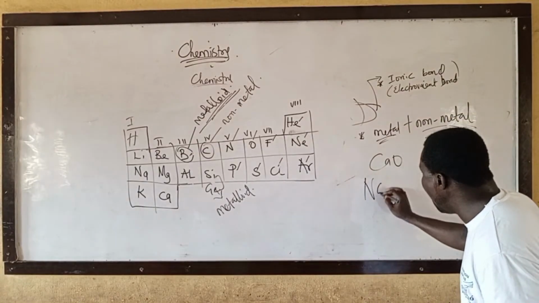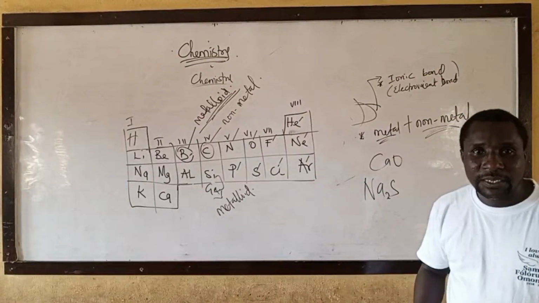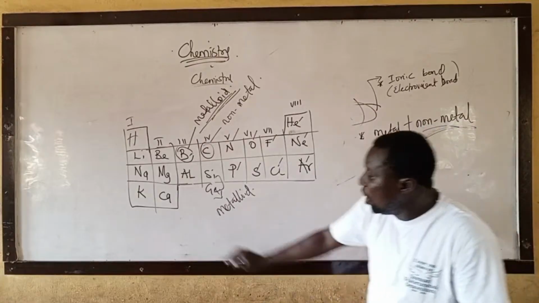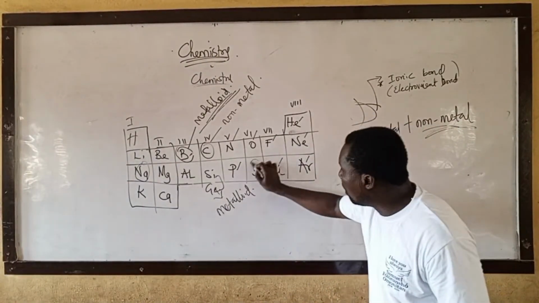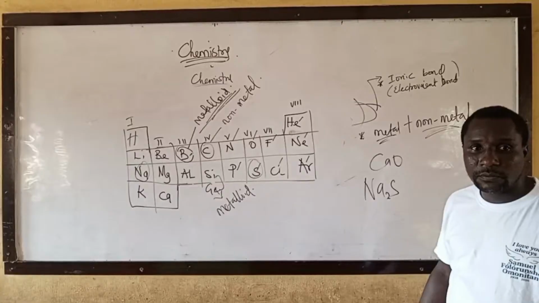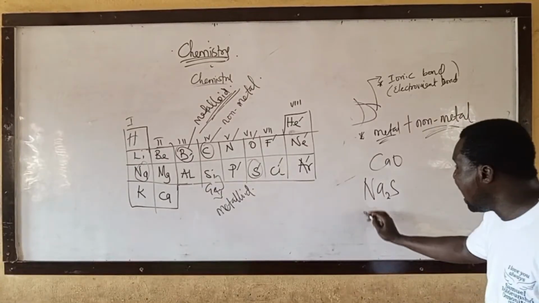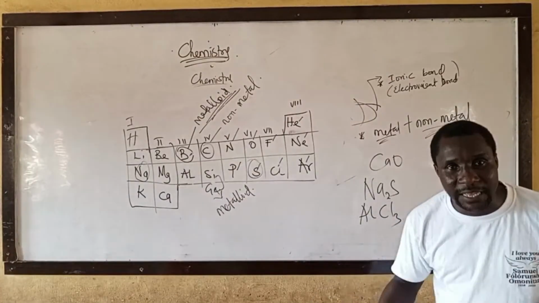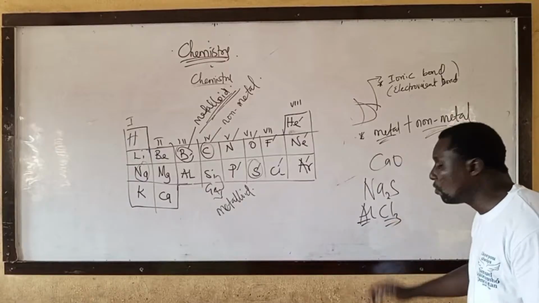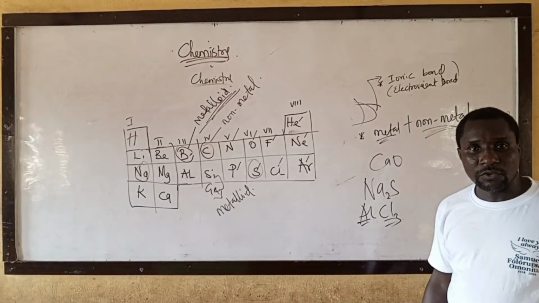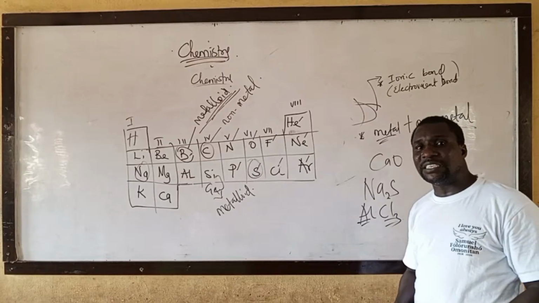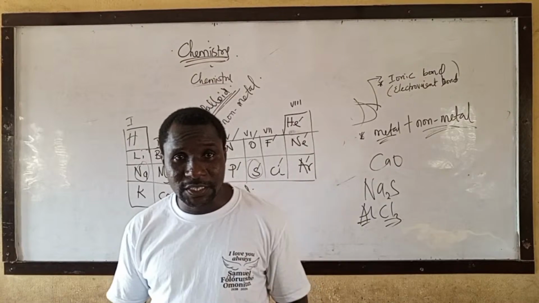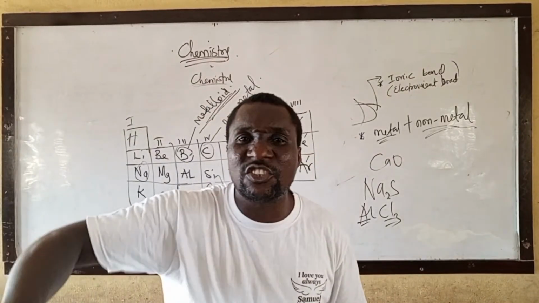When you have sodium sulfide, is it an ionic compound? Yes. Why? Sodium is a metal, sulfur is a non-metal. Ionic compound. When you have aluminium chloride, is it an ionic compound? Yes. We have aluminium and chlorine. Take note of that. That is how to identify an ionic compound. Hope you understand.